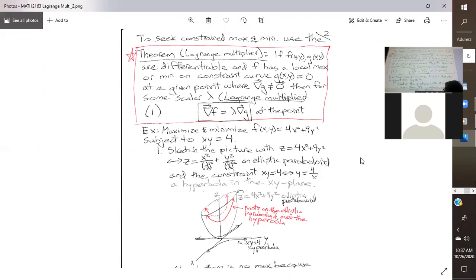At any point where the gradient of g isn't 0, you can only have a maximum or minimum subject to the constraint at a point where there's a scalar lambda, some number, such that the gradient of f is a multiple of the gradient of g. What that says is that the gradient to the surface level curves is parallel to the gradient to the constraint. So they point in the same direction or opposite directions.